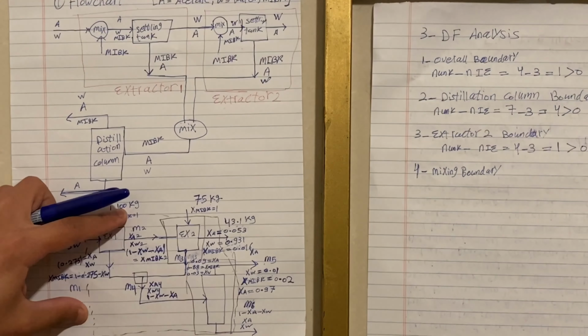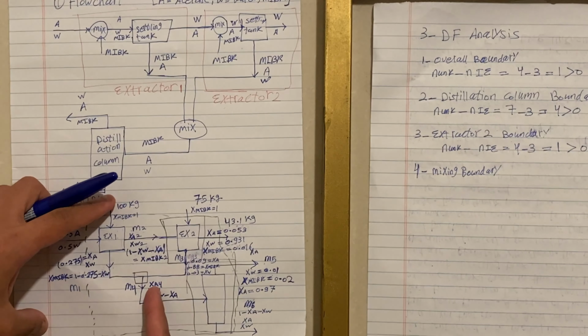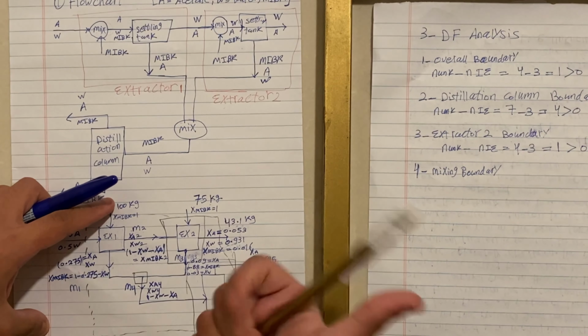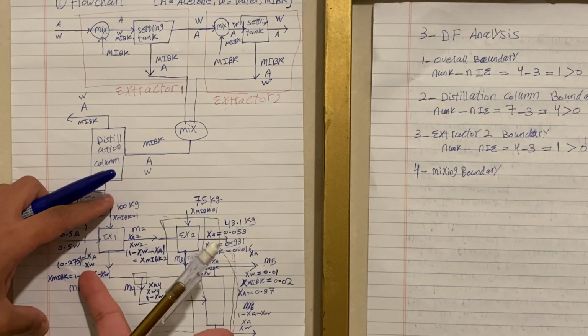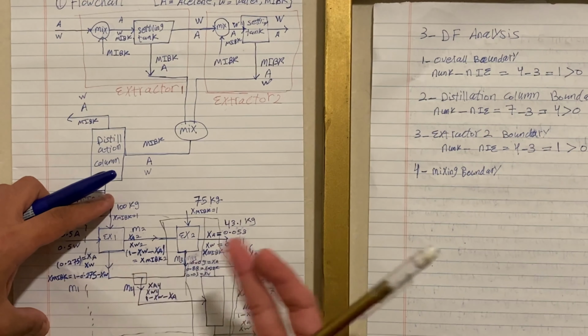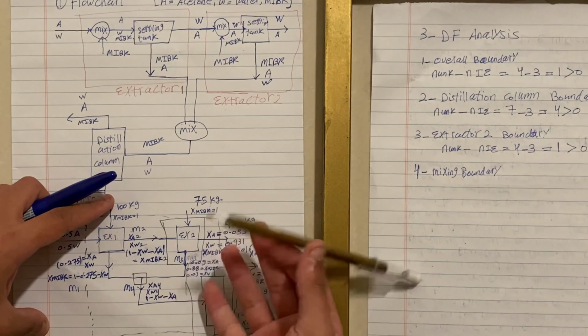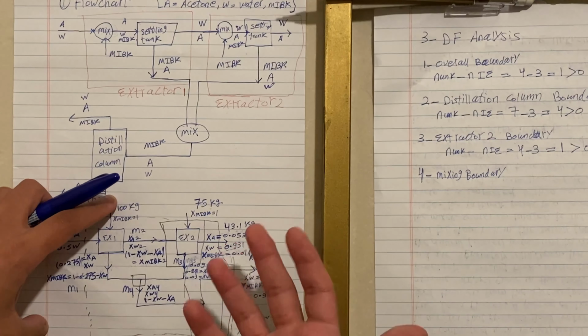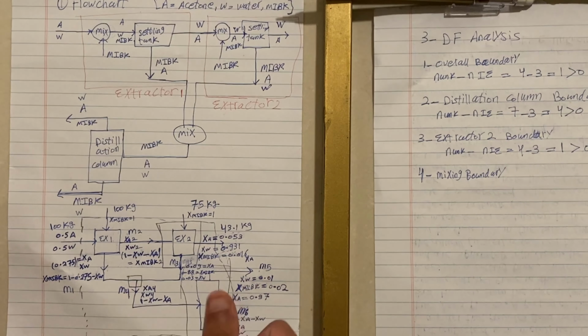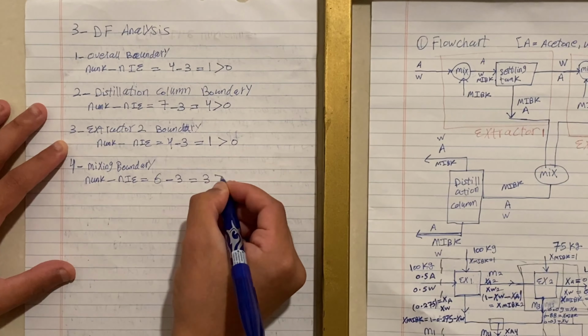Mixing boundary. It will receive M1 and M3. So we have M1 unknown, M3 unknown. We have XW unknown, 3. M4 unknown, XA4, and XW4. We have 6 unknowns, 3 greater than 0.